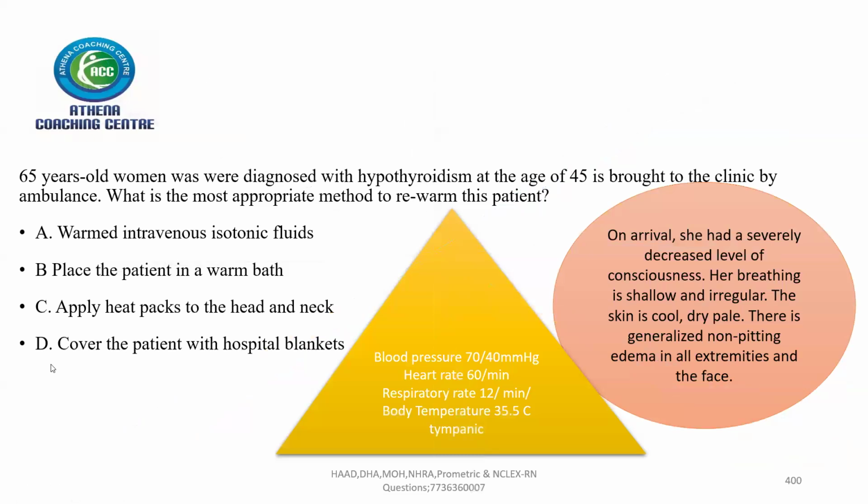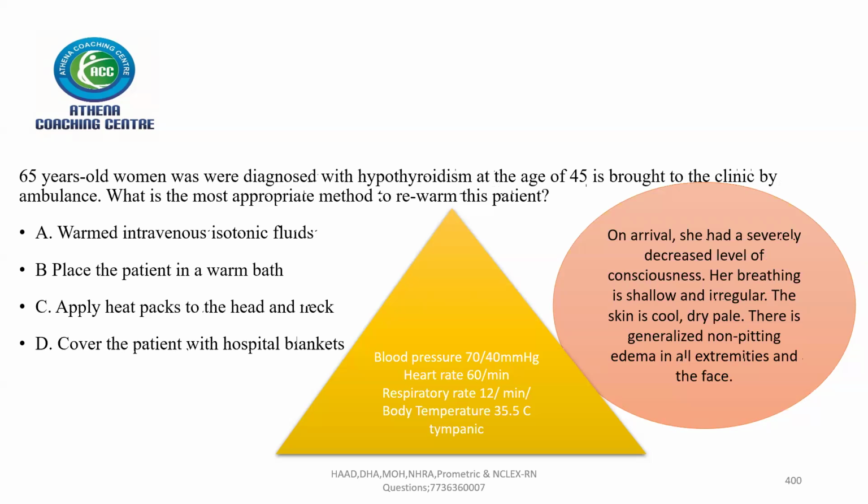Here is the next question. A 65-year-old woman was diagnosed with hypothyroidism at the age of 45 and is brought to the clinic by ambulance. Okay, and on arrival, what are the findings? Physical examination findings are mentioned in the round box, and then in the triangle, vital parameters.